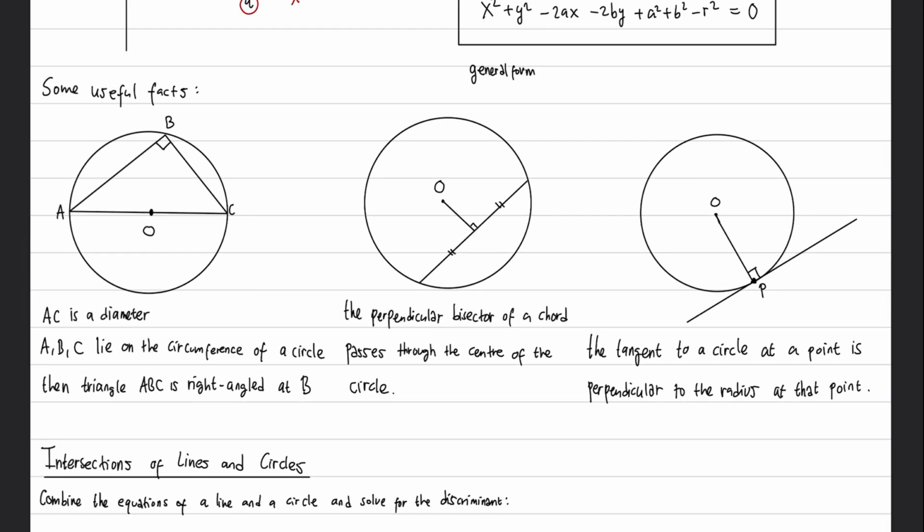The first one, AC diameter will create a right angle triangle. The perpendicular bisector of any chord will pass through the center. And the third one, the radius and the tangent are always 90 degrees, or perpendicular to each other.